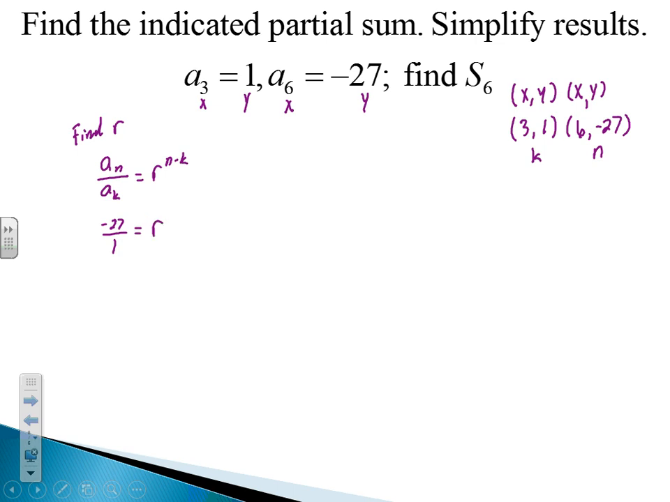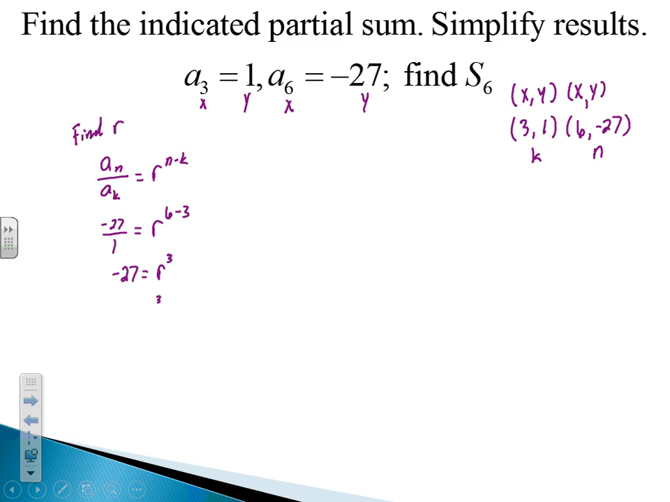And we don't know the common ratio. That's what we're finding. So n and k, those are going to be the x numbers of their corresponding y values. So the x value of n, what I'm going to substitute there, that's going to be a 6. The other one I'm going to say minus a 3. So simplifying what we have here, negative 27 over 1 is just negative 27. And the exponents 6 minus 3 gives me r to the third power.